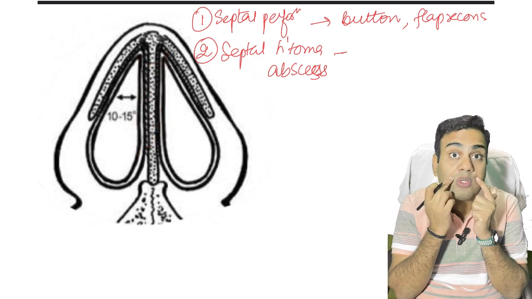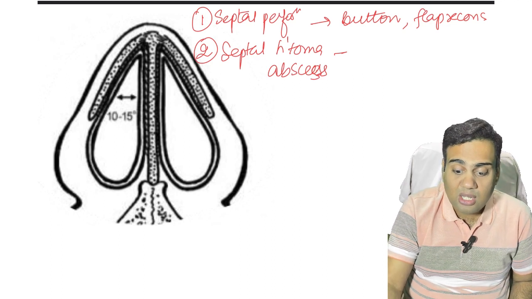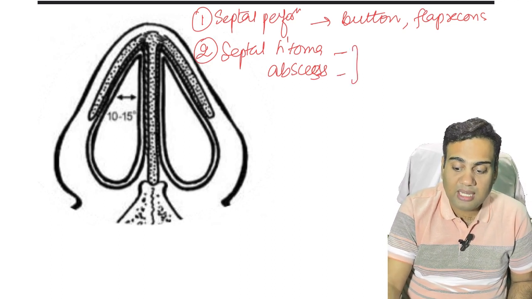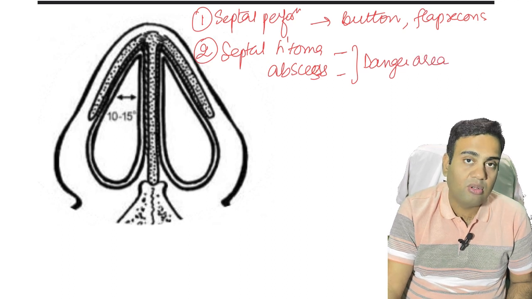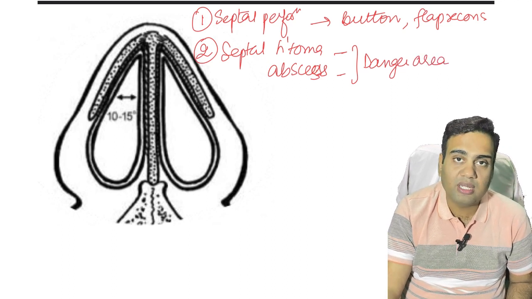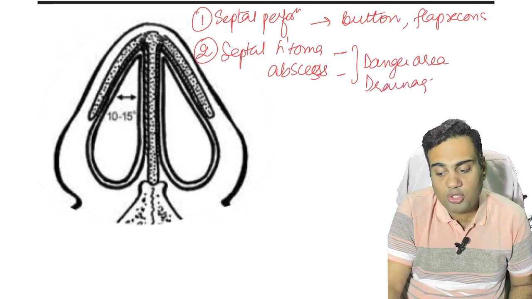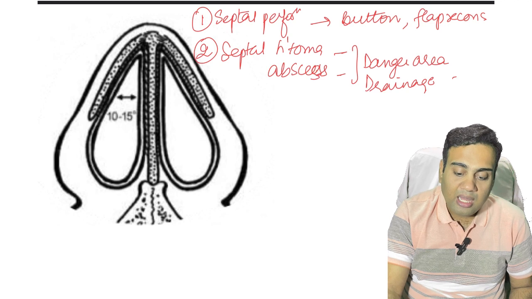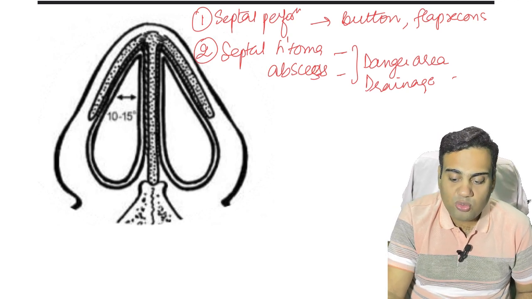Remember, the anterior part was the danger area of the face, so the infection can go to the cavernous sinus. So that is a big problem for us. This is a danger area, and this patient may have a problem with the cavernous sinus, and this needs to be drained. The only option you have is drainage. To avoid this kind of thing, what you can do is use a septal splint.